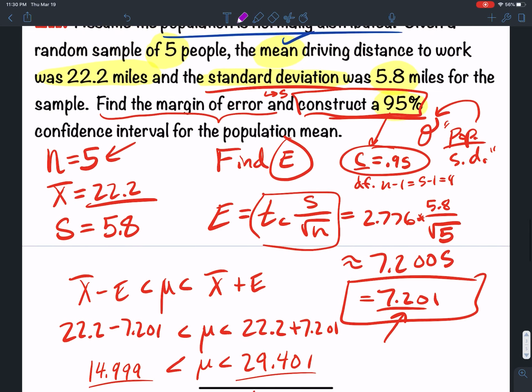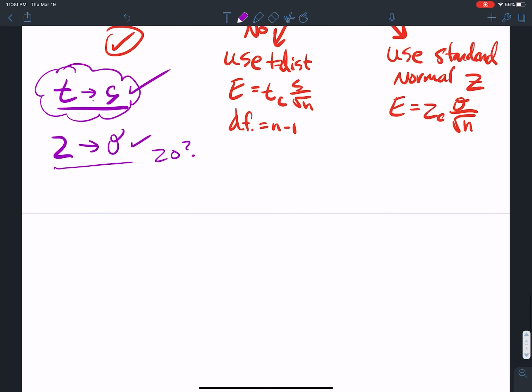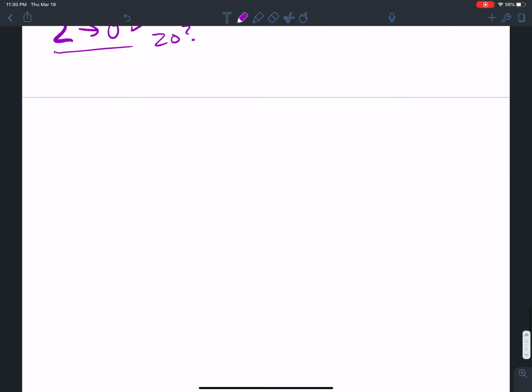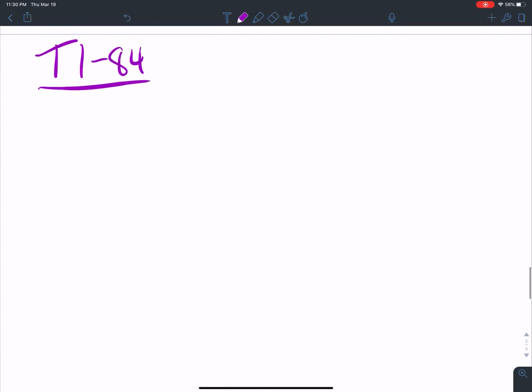So I want to go back to this problem we worked in the previous video. And I want to show you how to do this problem in your calculator. How about that? Okay, so I'm going to write down the steps, how to do that problem in your calculator. So TI-84, your TI-84, go ahead and pull that out. So I want you to write this.